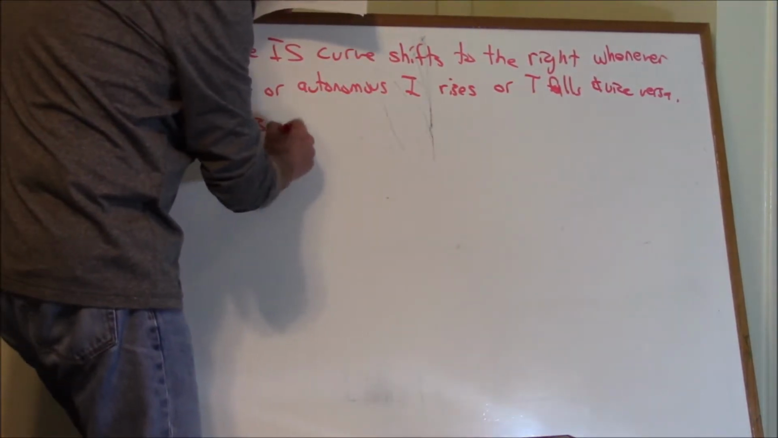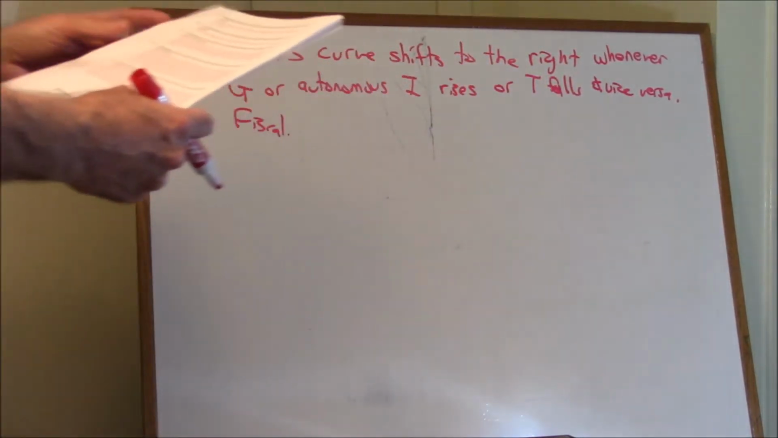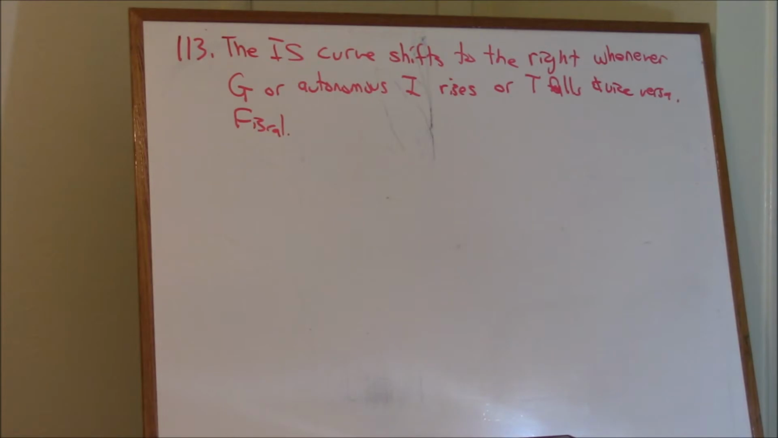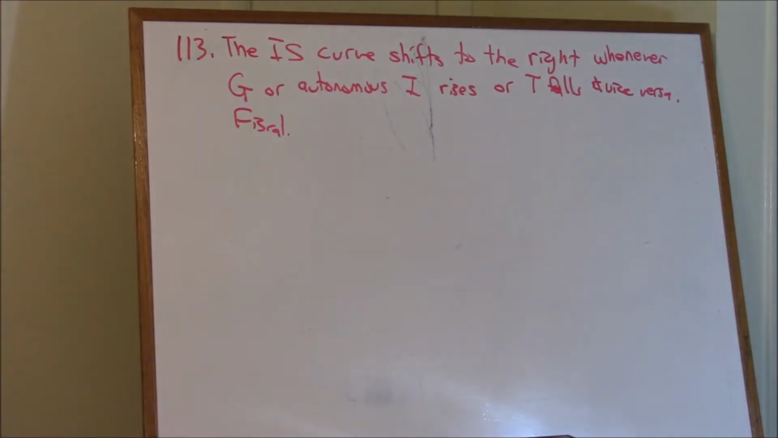All right, so the question was, what shifts the IS curve? Well, the IS curve shifts to the right whenever government spending or investment rises. I'll tell you what I mean by autonomous investment here in just a moment. Or taxes fall. And it's going to shift to the left whenever government spending or autonomous investment falls or taxes rise.